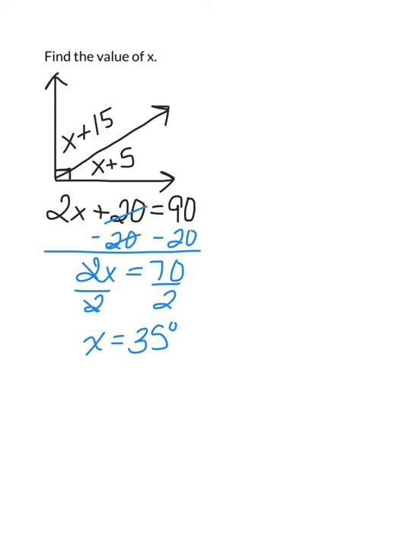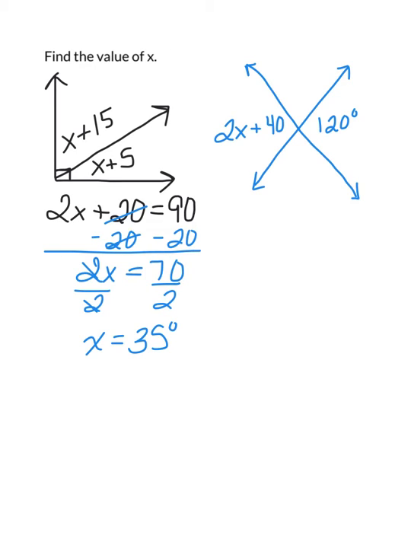I'm going to show you another example, another one that Pearson may throw at you. Let's say we have 2 intersecting lines. And let's say that I tell you that this angle is 120 degrees and that this angle is 2x plus 40. How will I find the value of x?